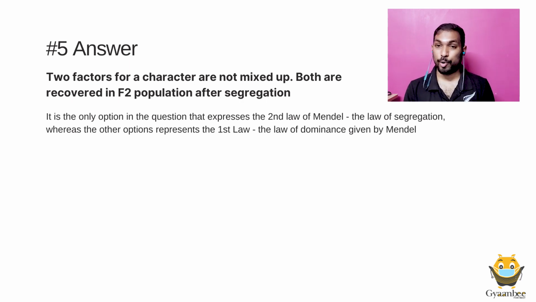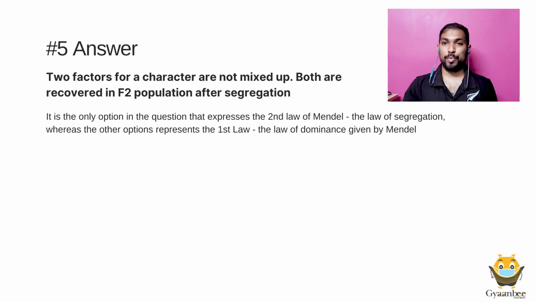Okay. So in fact, it's the only option in the question that expresses the second law of Mendel, which is the law of segregation. All the others, the first 3 options: each character is controlled by a discrete unit called factor, factors occur in pairs, in a dissimilar pair only the dominant factor is expressed, are all options that represent the first law of Mendel, which is the law of dominance. Okay, so option number D is the answer that I was looking for in question number 5.